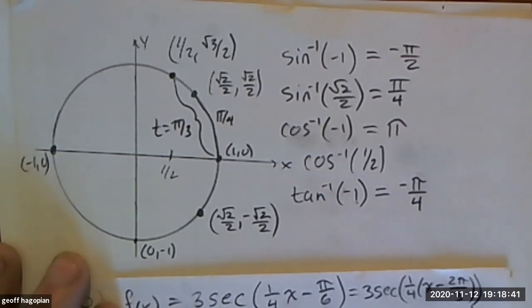Right? So they just have a whole lot of these, and it's good to practice. So what arc would take us to a sine of 0? Well, that's 0, right? What arc would take us to a cosine of 0? Well, that would be pi over 2, right?